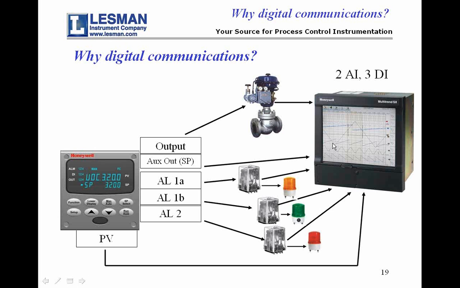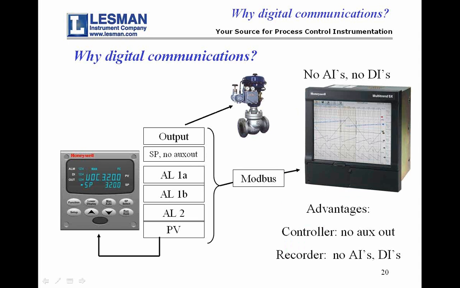For the process variable, I'm just going to assume that I've got something like a thermocouple that I can parallel over there. Although obviously if I've got an RTD, I've got a problem because you can't parallel an RTD over there. I've already used my auxiliary output for my set point. Now compare that to what happens if I use a digital protocol known as Modbus.